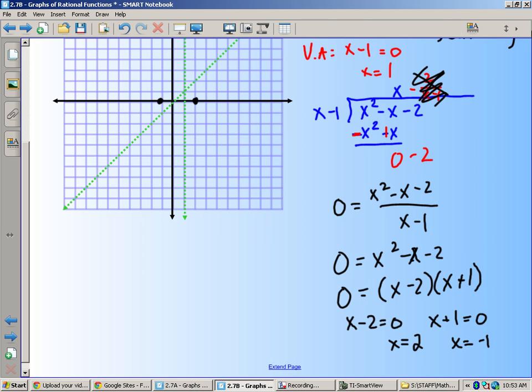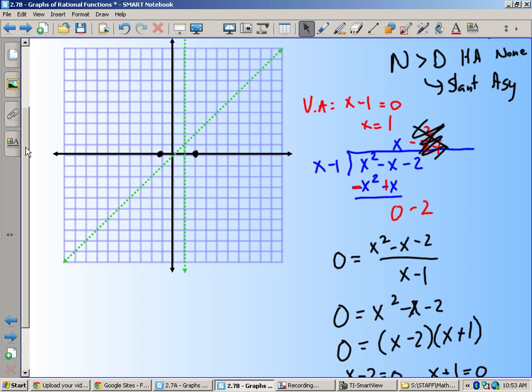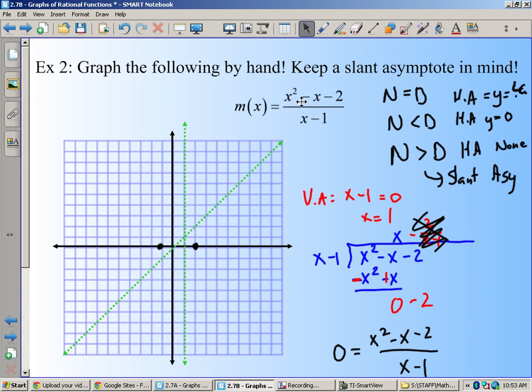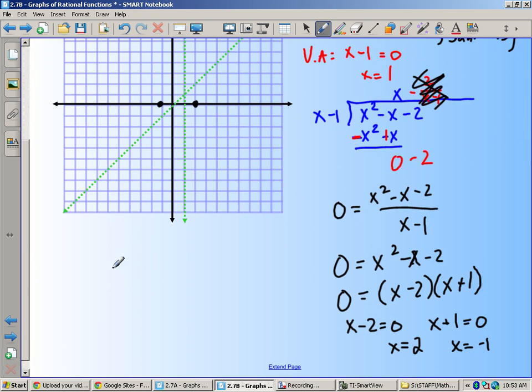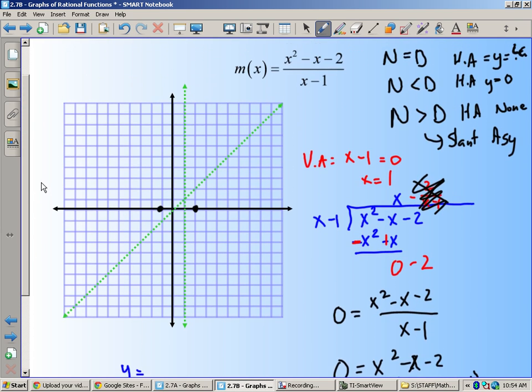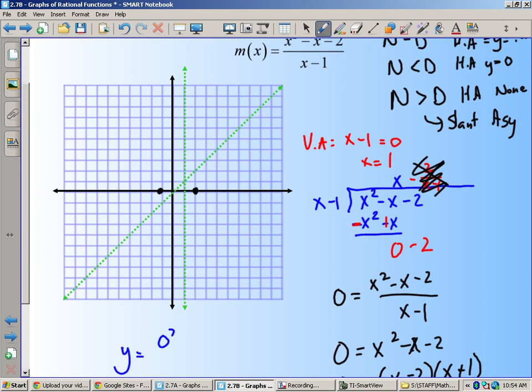I could try for y-intercepts, and that would be setting all my x's equal to 0. So let's see if we have any y-intercepts. So if I say y equals, and in my original function I have 0 squared minus 0 minus 2 all over 0 minus 1, you can see that my y-intercept, when x is 0, y is positive 2. So that's actually pretty good information.